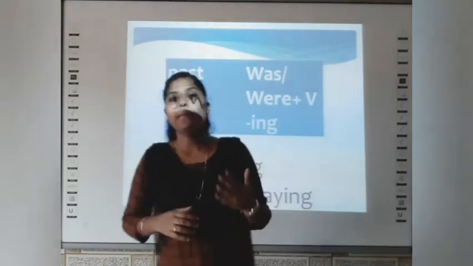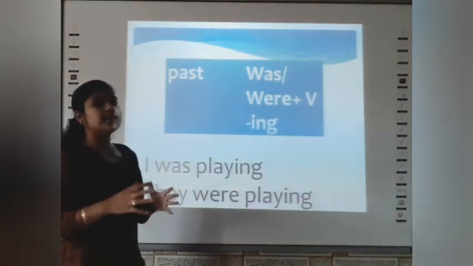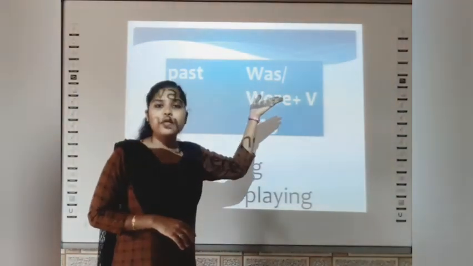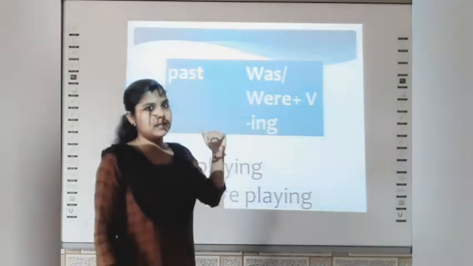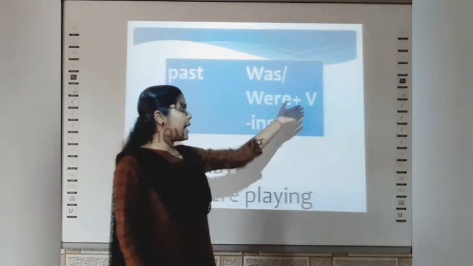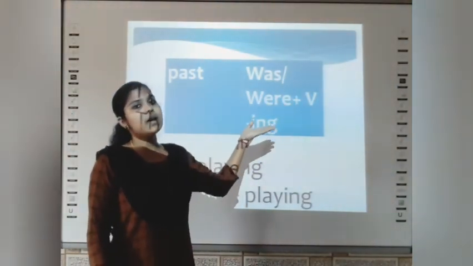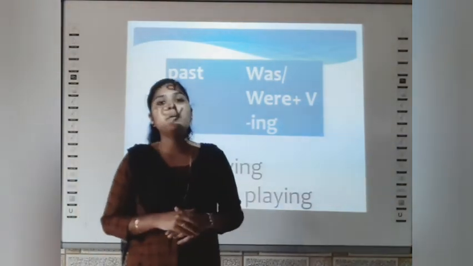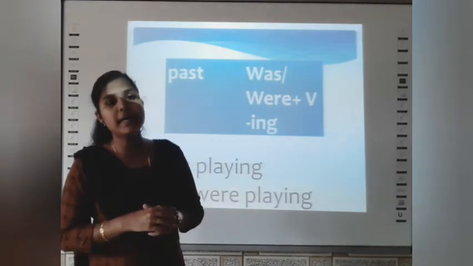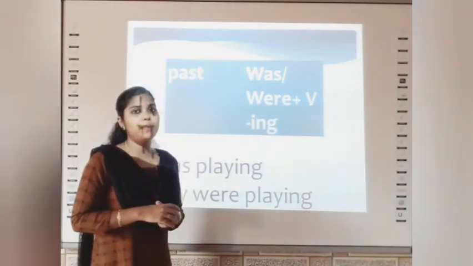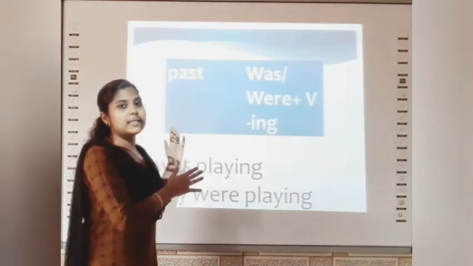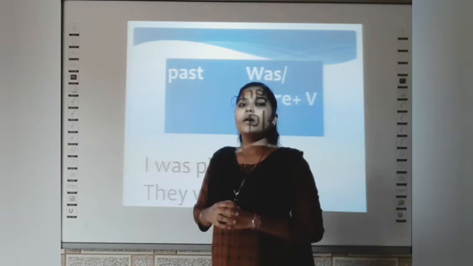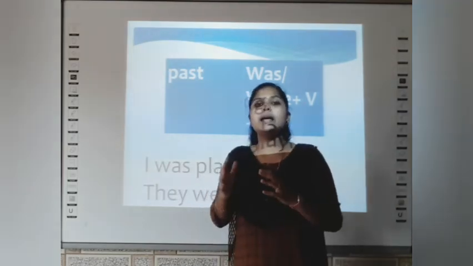Next comes the past. For past, we already know that was and were are the be forms of the verb. Along with that, we are adding verb plus ing. For present, what is the be form of the verb? Am, is, are plus verb plus ing. So for past tense, what is the verb form? It is was or were plus verb in the ing form.